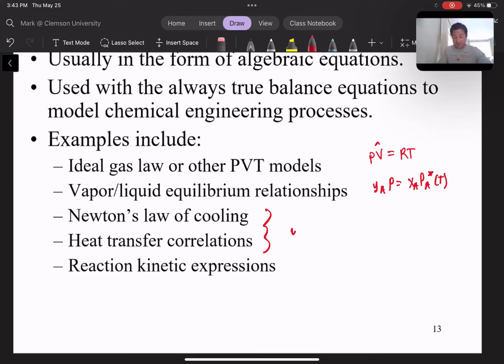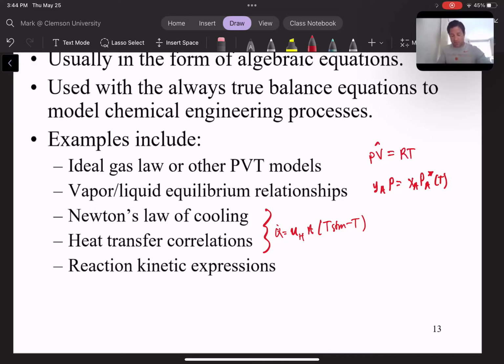One of the things that we have, especially if we have a heat jacket, is we know that Q from a heat jacket is going to be the overall heat transfer coefficient times A times (T steam minus T). And we could have other relationships there as well.